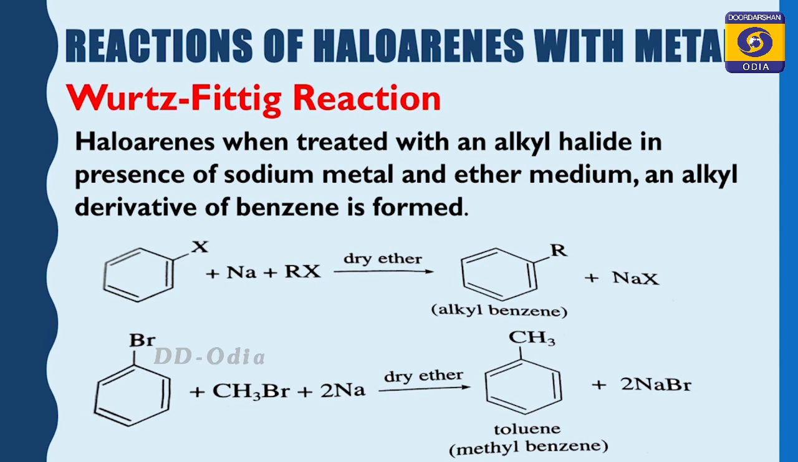That means the alkyl group and the benzene group come forward and join with each other to give the alkyl derivative of benzene. You may see this example: C6H5Br, or bromobenzene, when it reacts with methyl bromide in the presence of sodium in dry ether medium, the product is nothing but methylbenzene or toluene, along with sodium bromide.